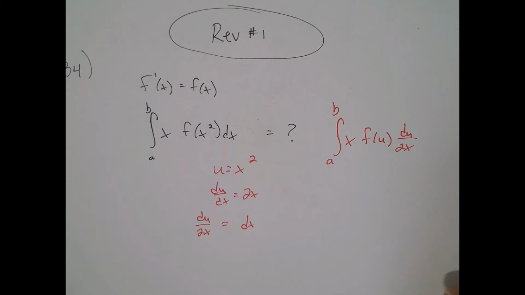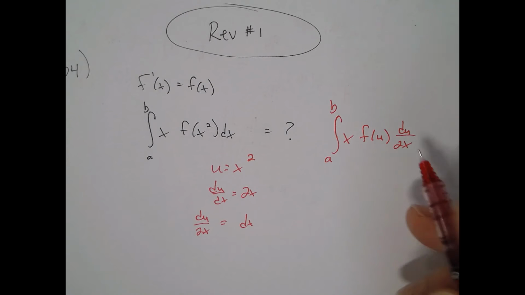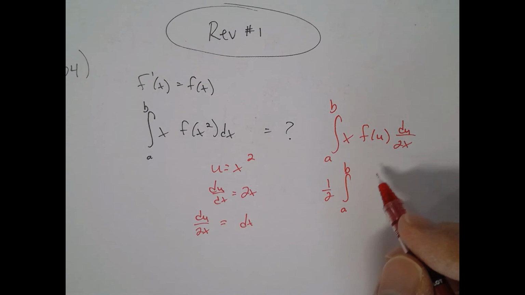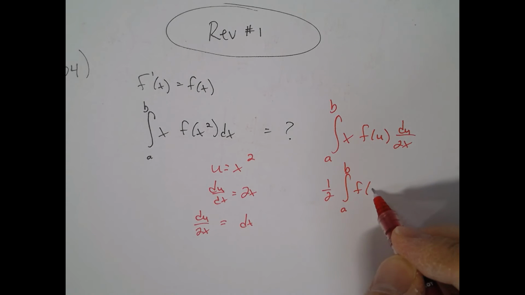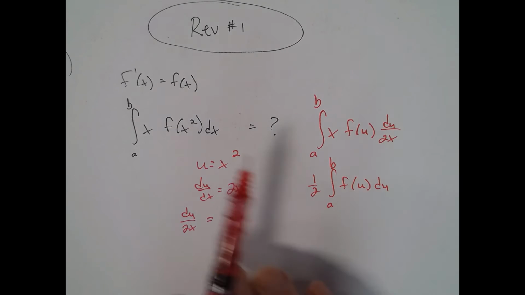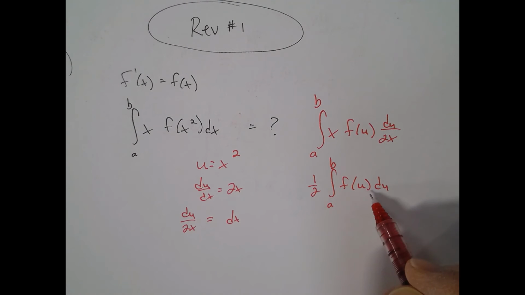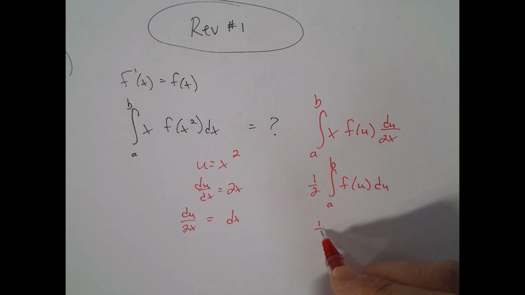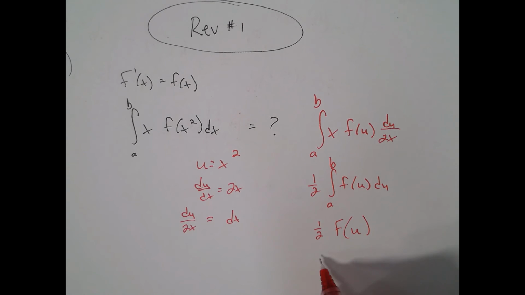So it's going to work out that the x's divide off. I just have a 1 half out front. So 1 half integral from a to b of f of u du. And as I said earlier, and as indicated, the antiderivative of f of x is capital F of x. So I now have 1 half capital F of u, which is 1 half capital F of x squared.